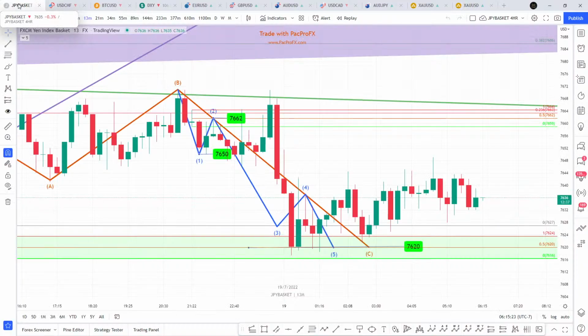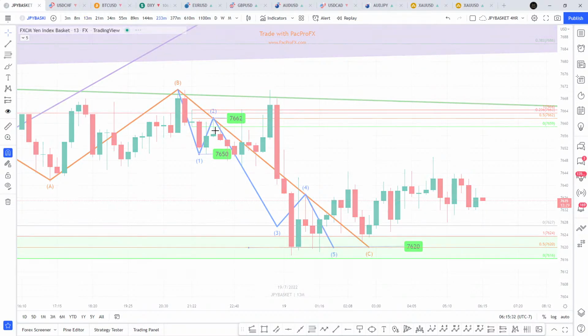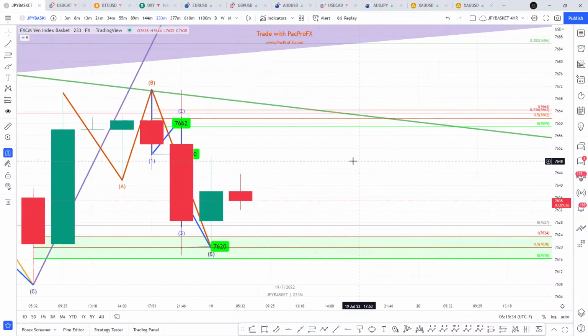So for that, let's go over the JPY basket, so we know what's going on first, right? So let's look at the 4-hour chart first.